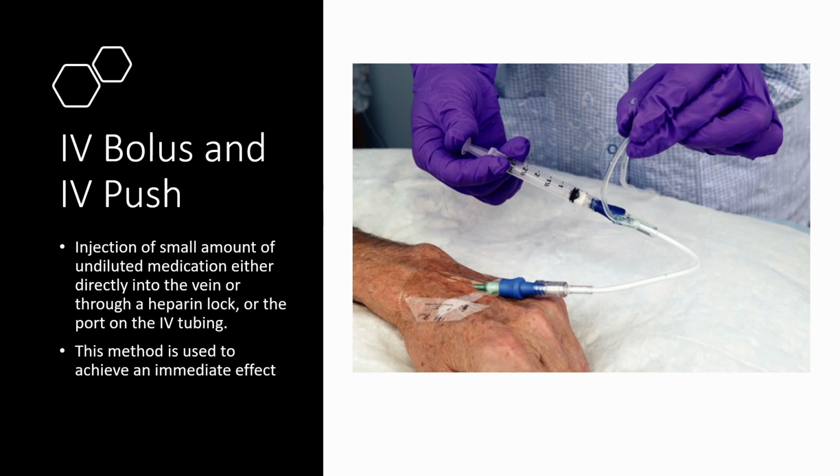Okay. It's called IV push meaning you can use an IV line to push the liquid or the drug to the veins. IV bolus could also be a direct injection in your veins without any IV lines present. So syringe to veins, it could be that. So the main purpose of giving IV bolus and IV push is that this method is used to achieve an immediate effect.